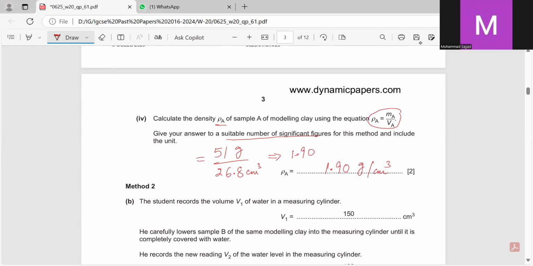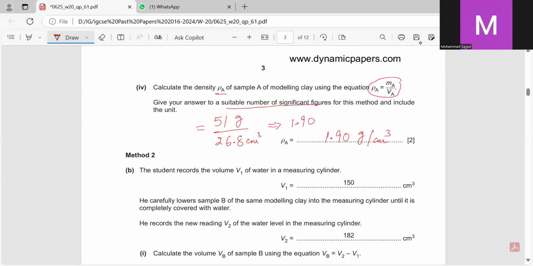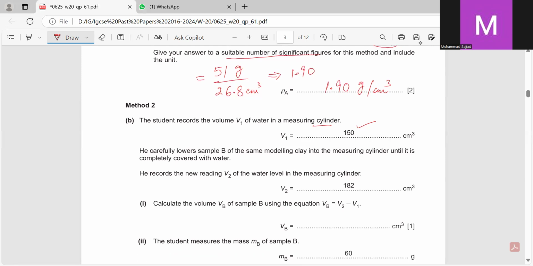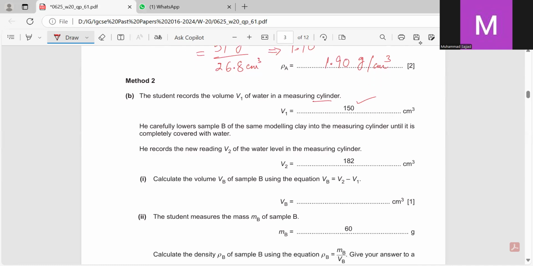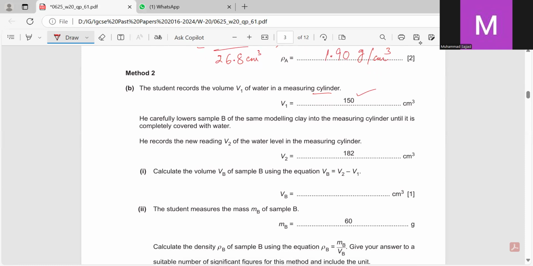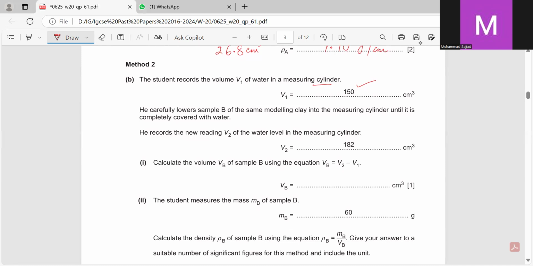Then, my dear friends, next is the student records. Method 2 is now adopted by the student. He is using a measuring cylinder instead of finding the dimensions of the clay. Record the volume V1 of the water using the measuring cylinder, and the answer is 150 centimeter cube. He carefully lowers sample B of the same modeling clay into the measuring cylinder until it is completely covered with water. So he records the new reading V2 of the water level in the measuring cylinder, and the answer is 182.